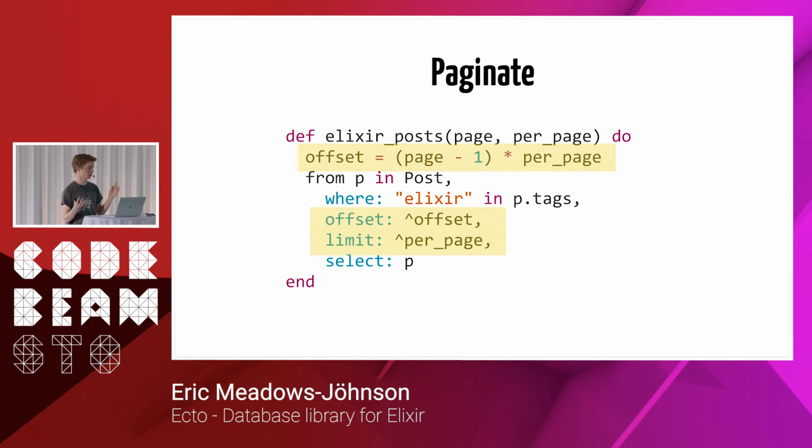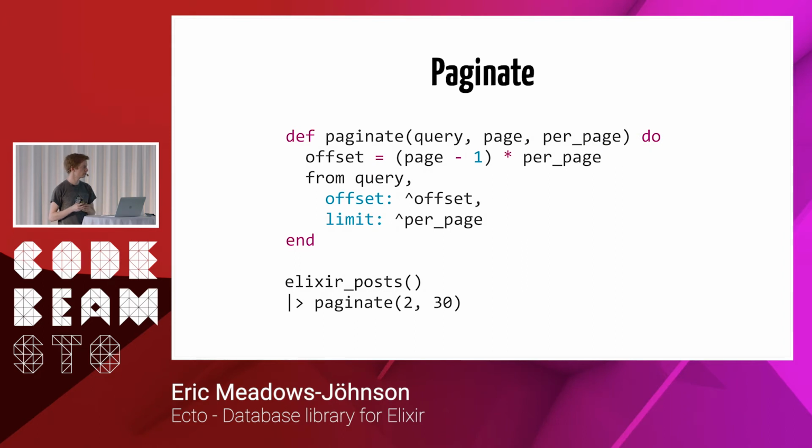But the problem here is that we are mixing two concepts. We're mixing fetching posts and pagination. And pagination is the same regardless of whether you're fetching posts or comments or something like that. So we want to extract that. And that looks like this. We took only the pagination part of the query and extended that to another function. And you can see here that we take an original query as a parameter to this function.